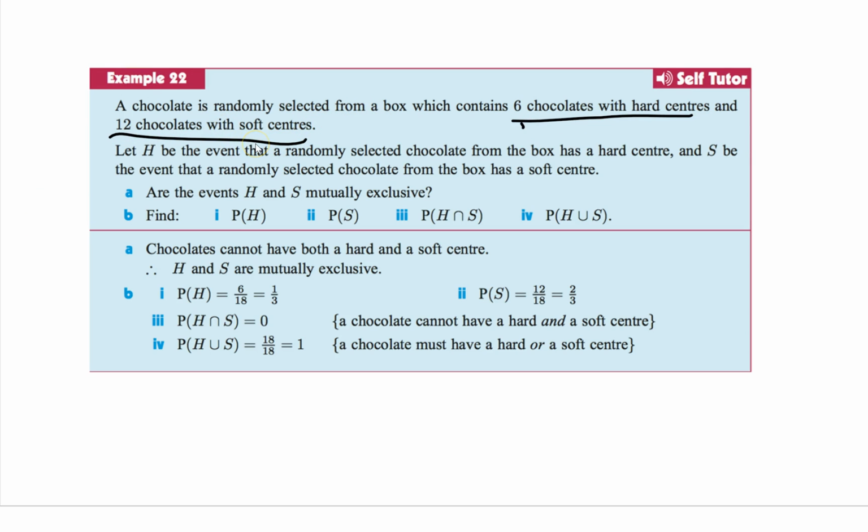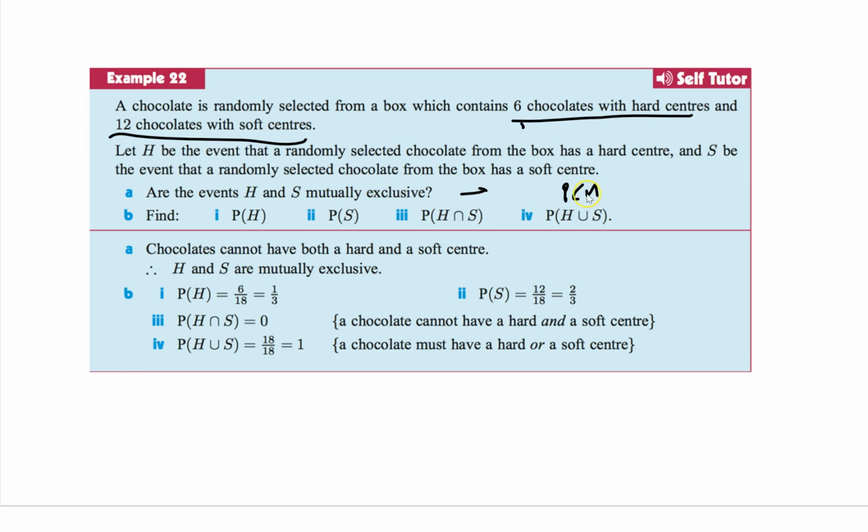Let H be the event that you randomly select a chocolate from the box that has a hard center, and S the event that you select a soft center. So the probability of H is 6 out of 18, and the probability of S is 12 out of 18. Are events H and S mutually exclusive? Generally when they ask this, you want to use the formula. In this case, it's more of a theoretical question.